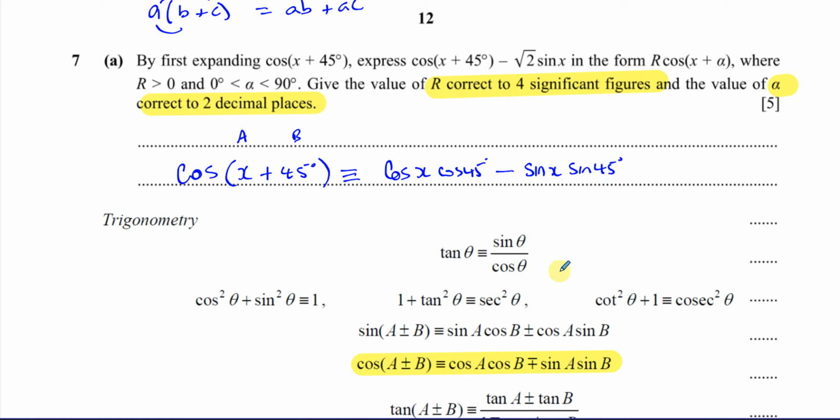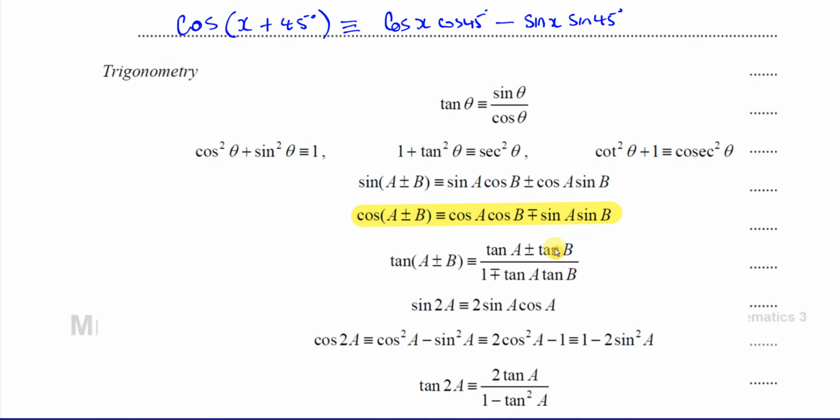The proofs for it were not given. We didn't go through it, but what you need to do in your exam is go to the formula sheet, and everything you need is here, and you can find it there.